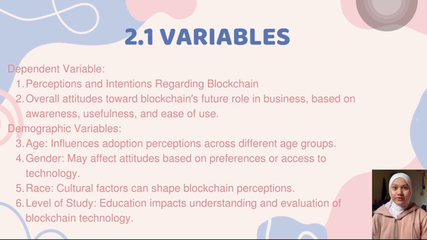2.1 Variables. The independent variable focuses on how people perceive blockchain and its obvious and potential benefits. The dependent variable measures attitude and future intention regarding blockchain adoption. Demographics help us understand how factors like age, gender, race, and education influence perception of blockchain technology.